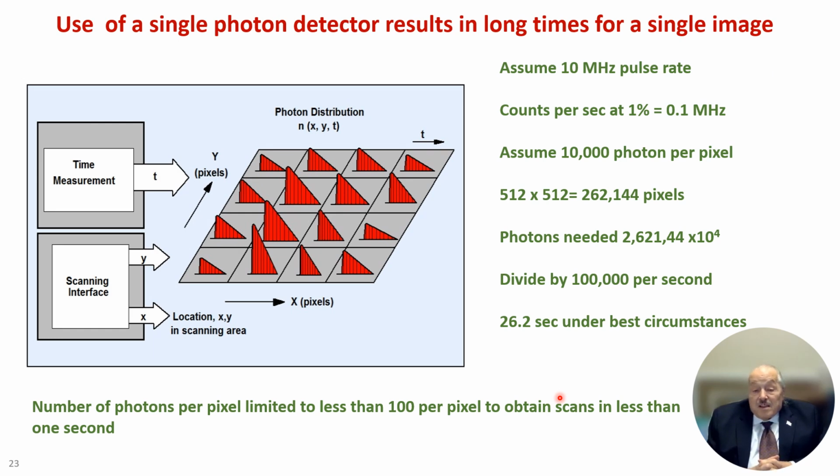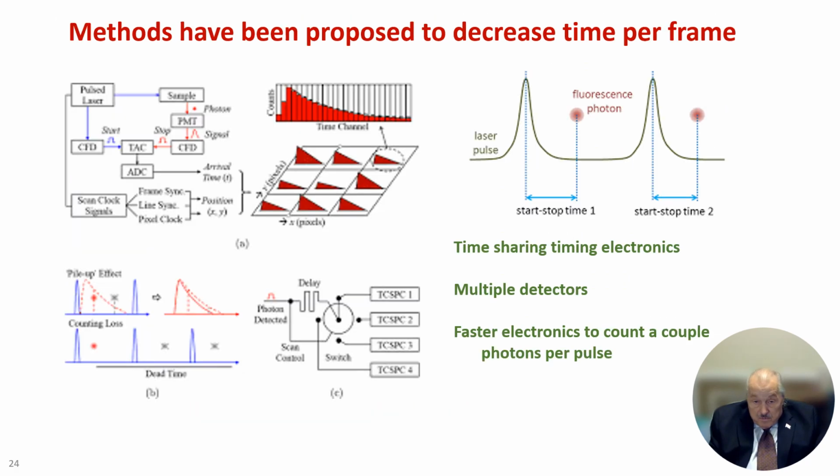And this is simply too long for many biological experiments. So the researchers reduce the number of photons per pixel considerably, so they can get images in less than a second or so. And of course, then you can't really do the multi-exponential analysis that you're used to doing with a cuvette sample.